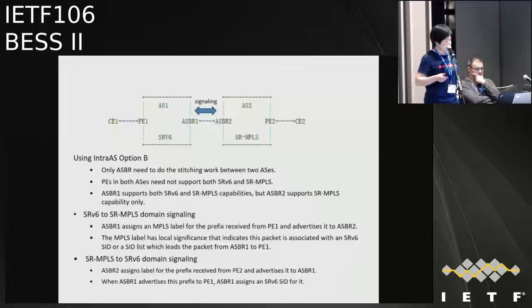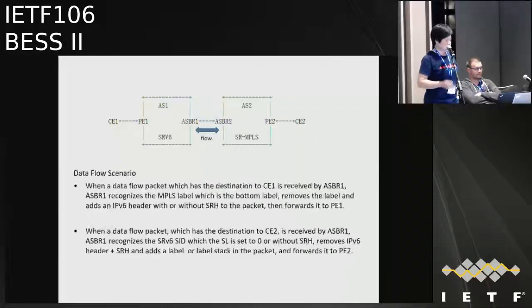For the other direction, if we'd like to send the route from C2 to C1, SBR2 will assign the normal label, but SBR1 will advertise this prefix to P1 and associate it with the special SRv6 SID. So when the control plane finishes the advertisement, let's see the data plane.